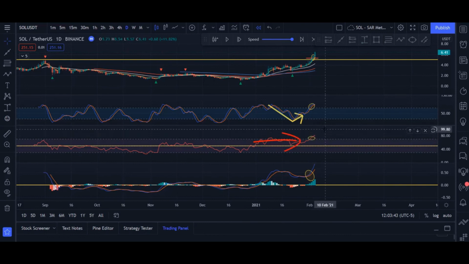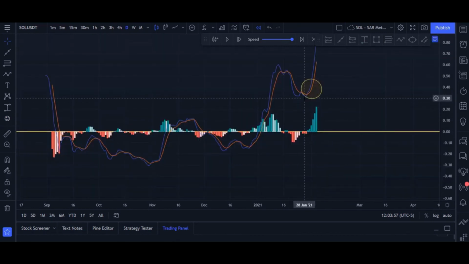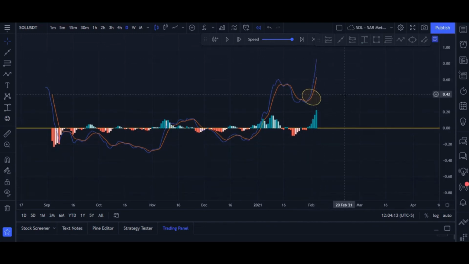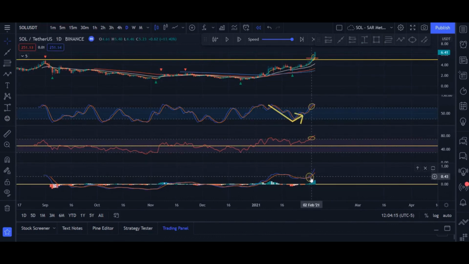The RSI is telling me that we're above the 50 line, which is bullish. The MACD is above the 0 line. The histogram has green bars. And if I zoom in, you'll notice that the signal line crossed the price line on the 31st of January. So by the 2nd of February, we were in an uptrend here. As you can see, the MACD lines are pointing up. So we've got confidence here that it's bullish, even though we're a bit overbought.